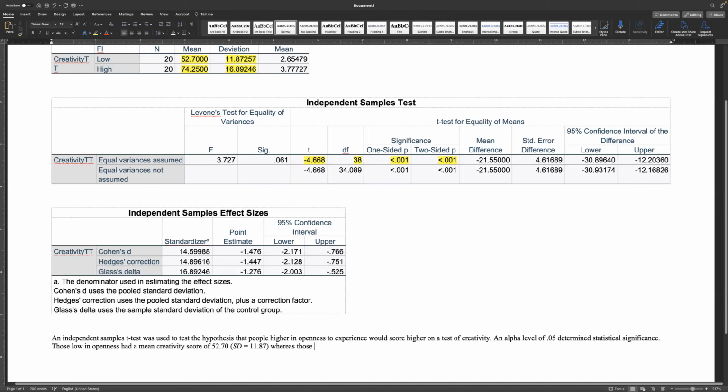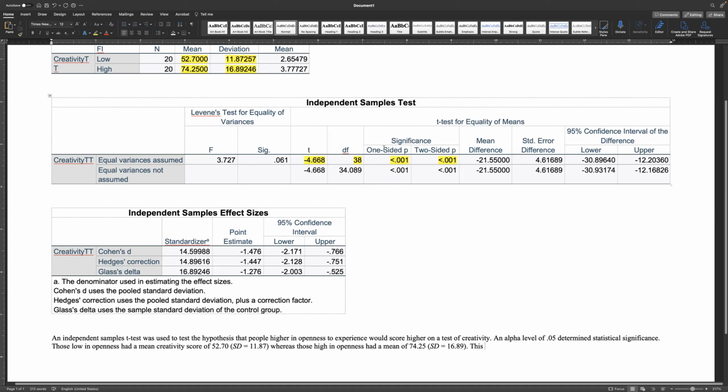Where those high in openness had a mean of, is it 74.25? And then copy that so that it's already abbreviated. And then, yeah, 16.89. So now we got our descriptive statistics and it's italicized appropriately, rounded appropriately. That's another thing I didn't add on the checklist. You don't want to round to more than 3 decimal places. Most people do 2. And what do I got to do next? Okay.